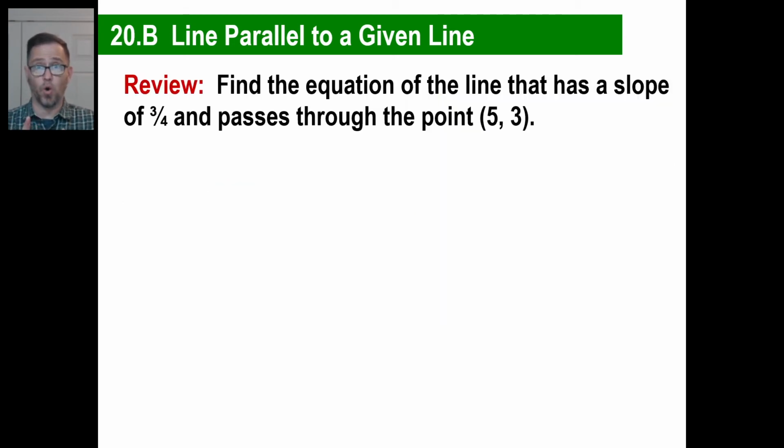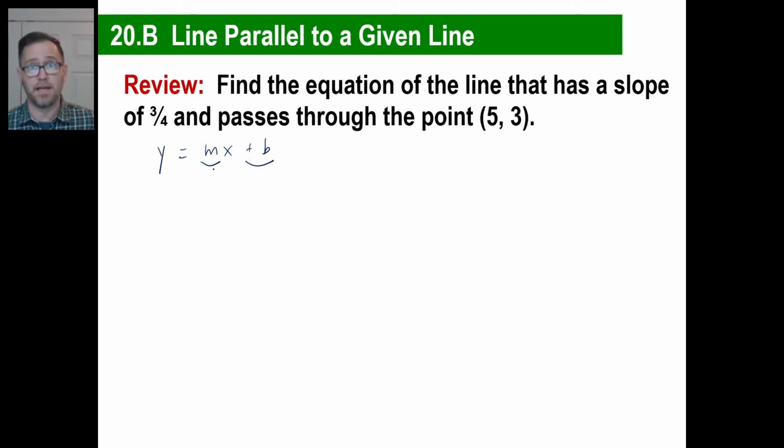Now let's look at something old. Remember how to do these? Find the equation of a line that has a slope of so-and-so and passes through a given point. I hope you remember the very first step, because this is one of those problems where people always go, oh, how do I start this? The way you start is you don't even think. You just write y equals mx plus b, and you need to fill in this blank, which is the slope, and this blank, which is the y-intercept.